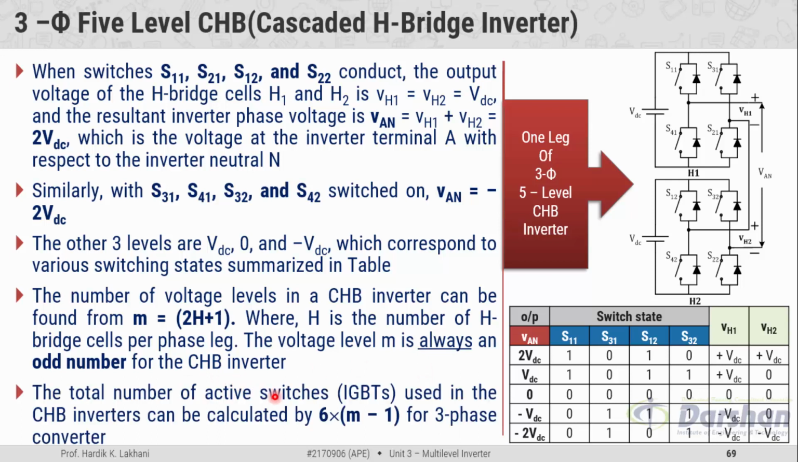The total number of active switches, which are IGBTs, used in the CHB inverters can be calculated using this formula: 6 multiplied by M minus 1 for a 3-phase converter.